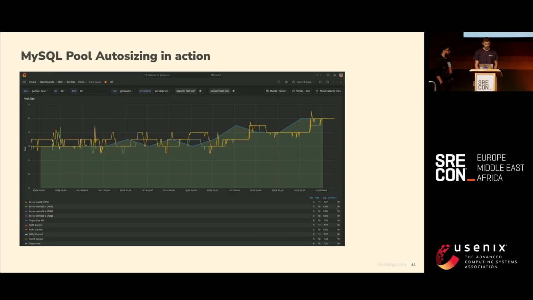This is also a real Grafana dashboard from our fleet, which shows that capacity indeed fluctuates with traffic. This is over 2 weeks. So you can see that it's around 6 and 10, or a bit more. So you can see actual MySQL pools getting scaled up or scaled down, depending on the traffic.